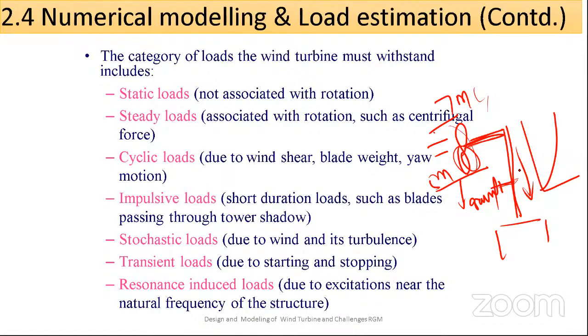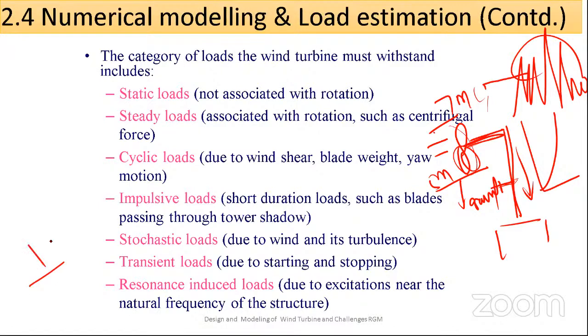The fluctuation of the wind speed: the wind speed will not always be constant, it will vary. The short-term fluctuation is the stochastic wind, and there is also transient load due to starting and stopping. When I am pressing the start button and the stop button, start and stop, the transient load will always be there, and resonance induced loads will be there. So all these loads have to be taken care of by the numerical modeling software.